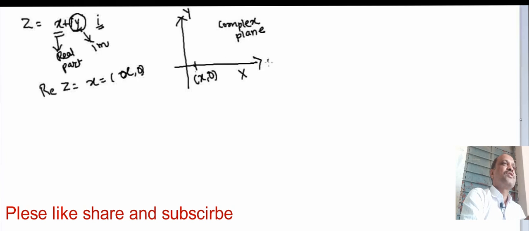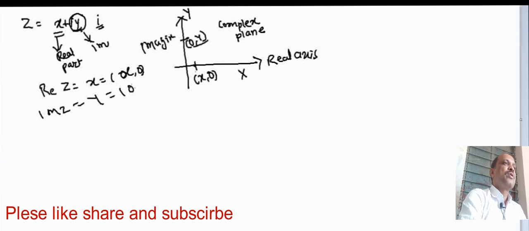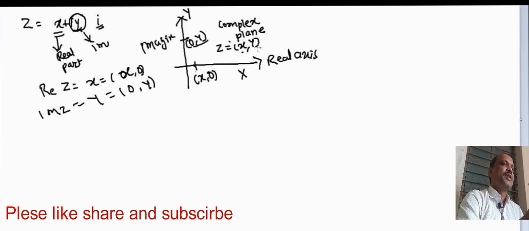The complex plane consists of two parts, the real axis and the imaginary axis. We know a number on the y axis is represented by 0 comma y. So the imaginary part of z, that is y, we write as 0 comma y. So any number z in this plane is written in terms of x comma y. This is an ordered pair, where x is the real part and y is the imaginary part of this complex number.